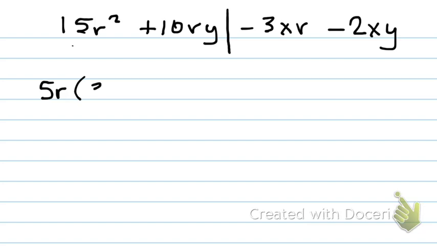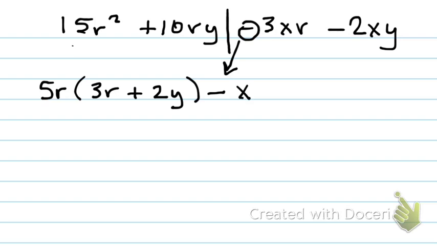15 divided by 5 is 3. R squared divided by R is R. Plus 10RY, divide out 5R, you're left with what? 2Y. Good. What about the minus? Bring it down. 3 and 2 won't divide, but what is common to these two? X. But there's already a sign, so what we're dividing out is a negative X. Negative 3XR, divide out the negative X, you're left with 3R. Negative divided by negative is positive. Divide out the X, you get 2Y.